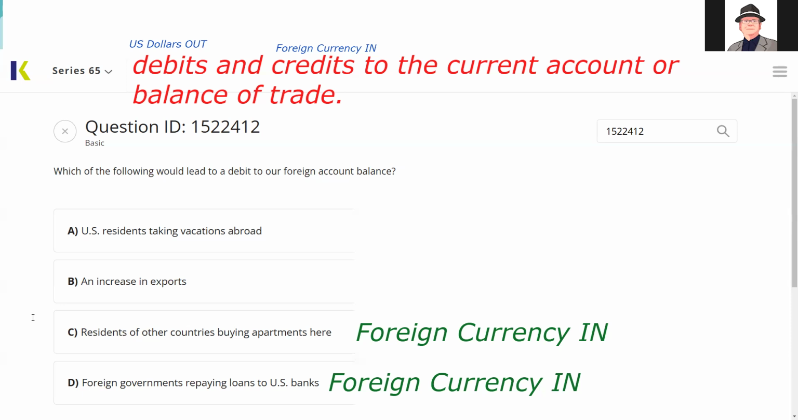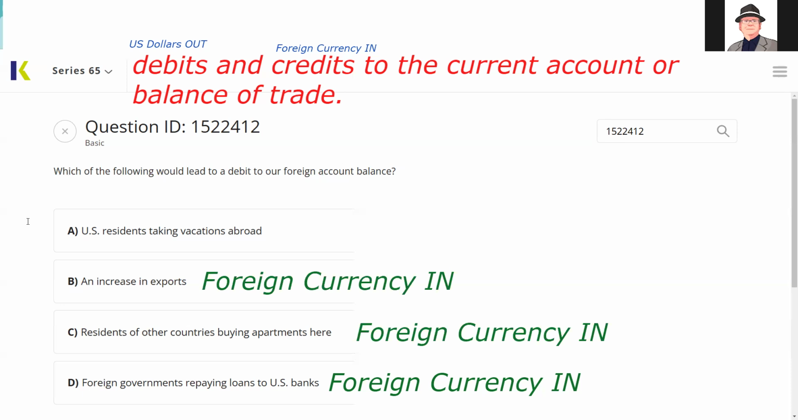An increase in exports. So our friends at Boeing sell more of their planes to the Japanese. Again, the Japanese are going to pay in yen. We're going to turn it into dollars. Or Caterpillar sells to our Mexican friends a bunch of excavators and rock trucks and bulldozers. And we're going to get pesos, and the pesos are going to be turned into dollars, and that's going to be foreign currency in as well, right? So they turn the pesos into dollars. That's going to be a credit to the balance of trade or the current account.